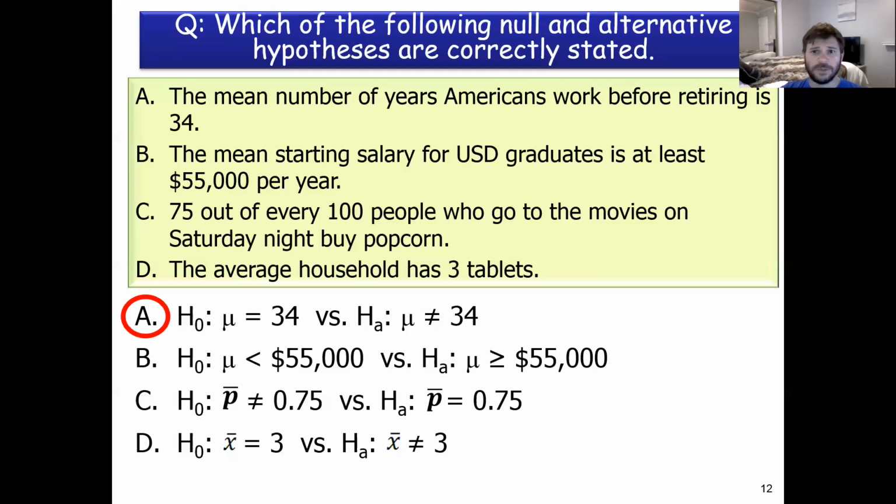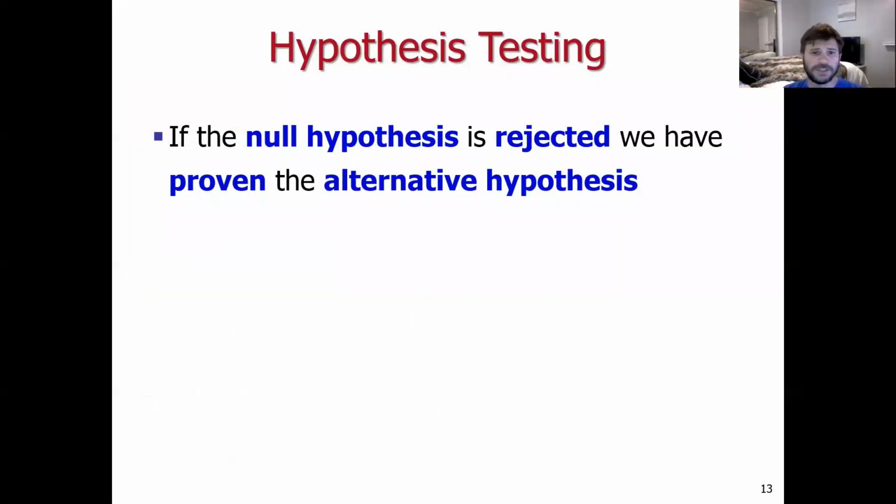Okay, so in terms of our logic for hypothesis testing, we're going to do the following. If the null hypothesis is rejected, we're going to think about us having in some sense proven or provided more evidence in favor of the alternative hypothesis. And again, we're not proving anything true. So this word proven here should be taken somewhat with a grain of salt.